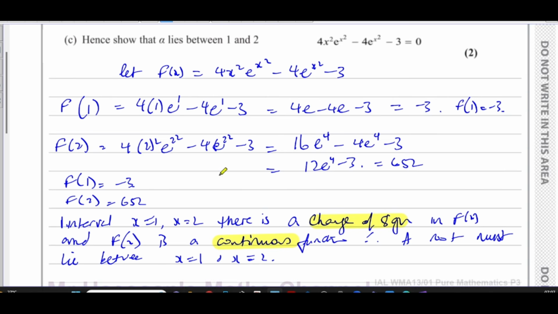One of the marks is to show the actual arithmetic change in sign, and the other mark is to state these two points. If you look at the examiner's report, it's very clear. They want to see both these things mentioned, change of sign and continuous function, as well as the calculations which lead us to the fact that there's a change in sign. It's very important that we understand what we have to do in this type of question. Otherwise, we don't get these two marks.